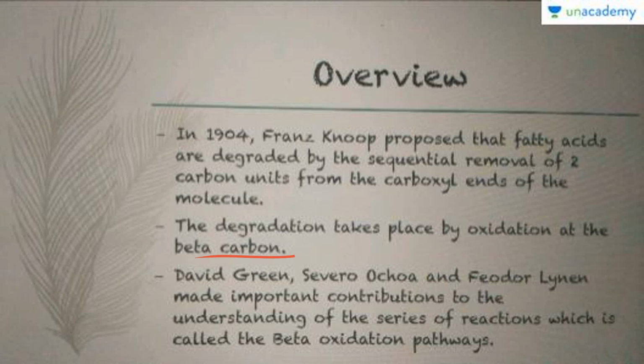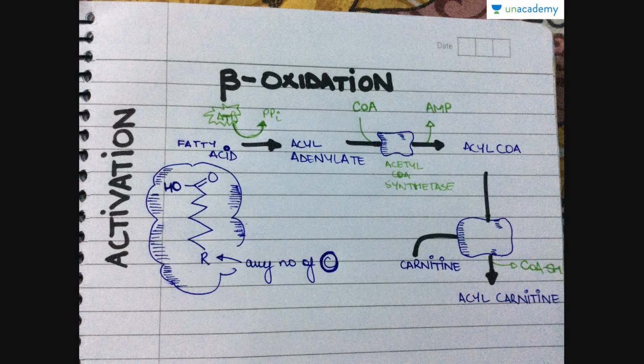Most important, David Green, Severo Ochoa, and Feodor Lynen made important contributions to the understanding of the series of reactions, which is called the beta oxidation pathway. Now, I have drawn the whole cycle because I think it's easier to understand it this way, in more of a diagrammatic position. Okay, for the first step, we've got activation.